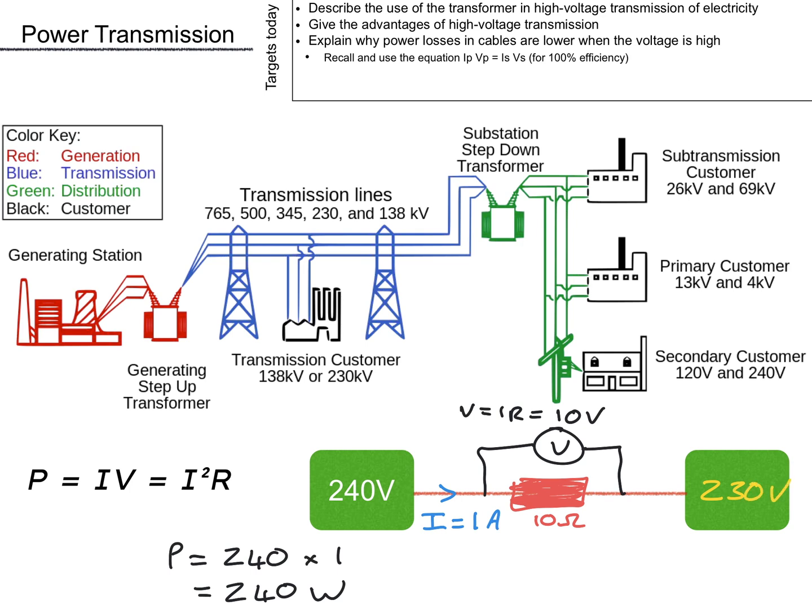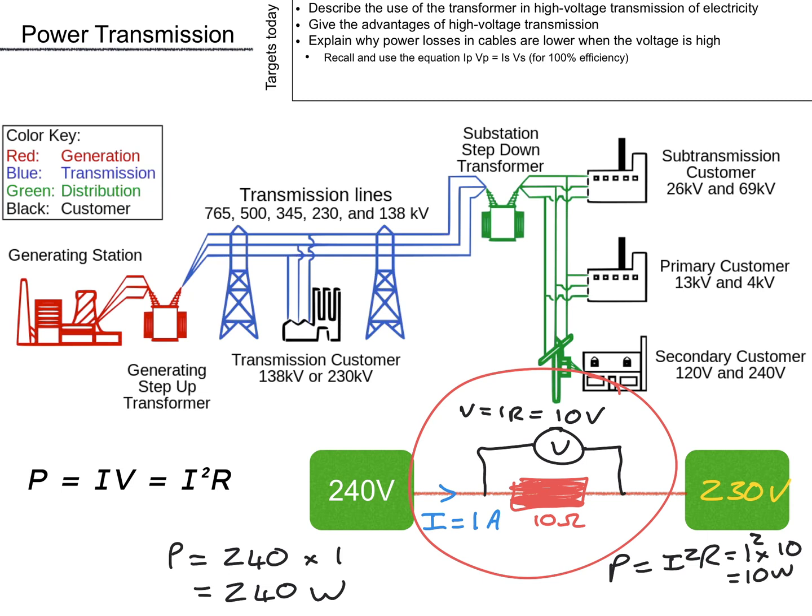Okay, we're not losing everything. We've still got 230 volts on the other side to do some things, but we can now treat what we've got in the middle here as being our lost power. P equals I squared R is going to be the lost power. P equals I squared R equals 1 squared times 10 equals 10 watts.